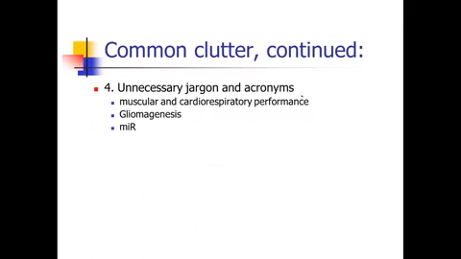Another thing you should be on the lookout for is unnecessary jargon and acronyms. So again, muscular and cardiorespiratory performance would be an example. Gliomagenesis, we saw that in an earlier module. MIR, the use of acronyms. We want to avoid acronyms unless they're really, really standard and well known throughout science.